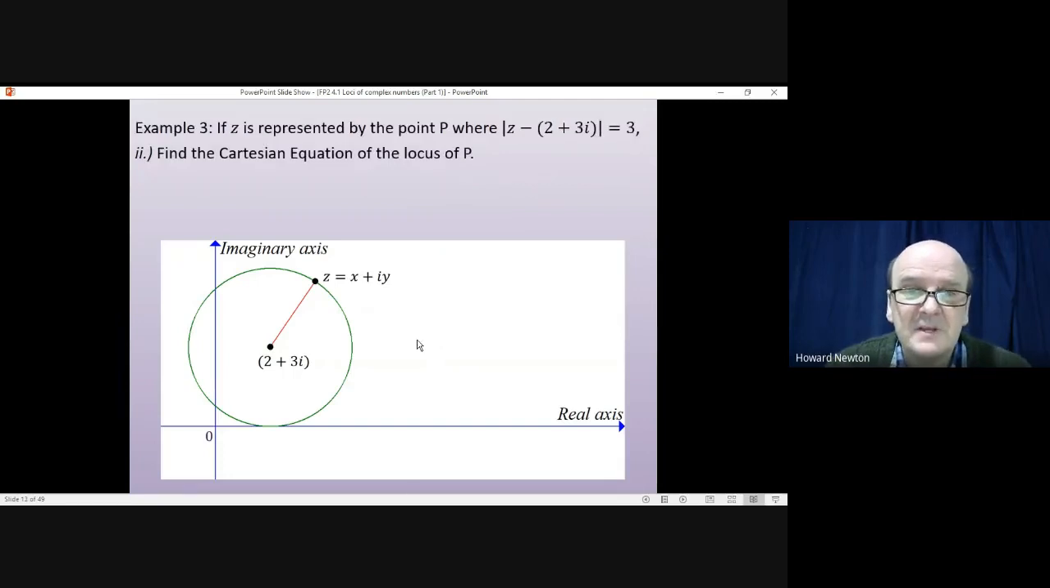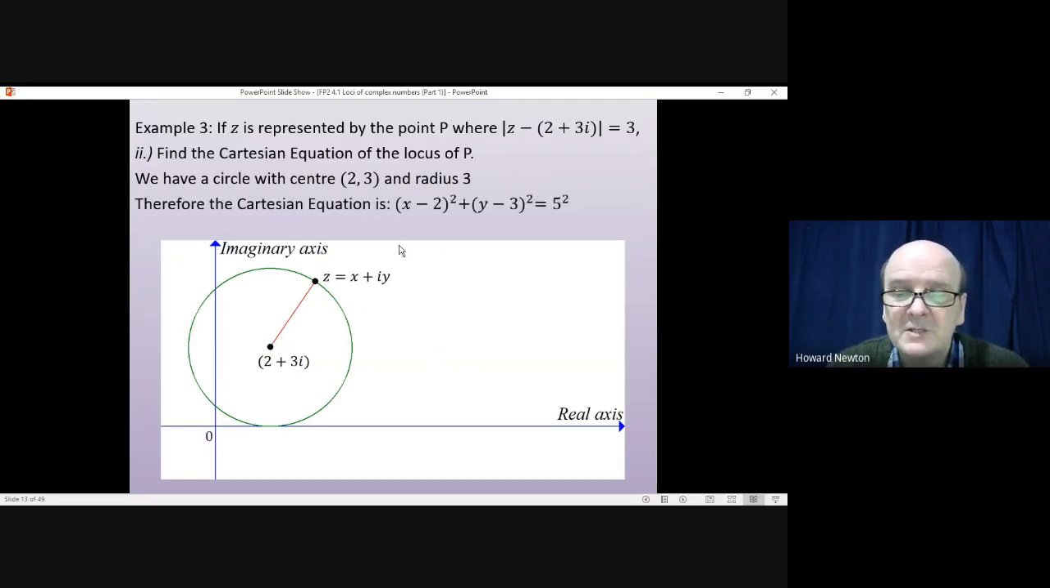Part 2 asks us to find the Cartesian equation of the locus of P. Well, we've got a circle, center (2, 3) and radius 3. And using the algebraic method, part of that method is that you automatically do get the Cartesian equation, which was (x minus 2) squared plus (y minus 3) squared is equal to 3 squared.